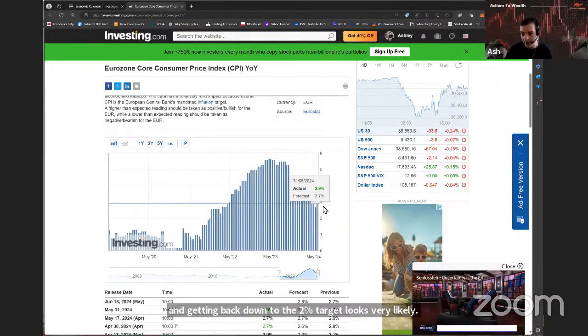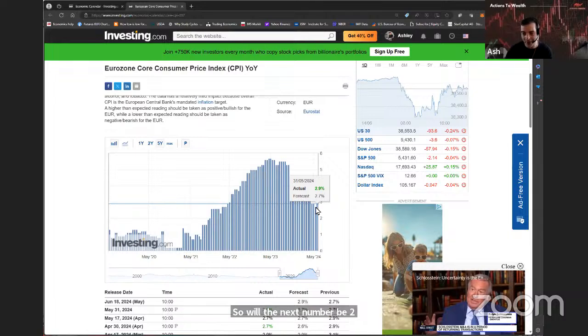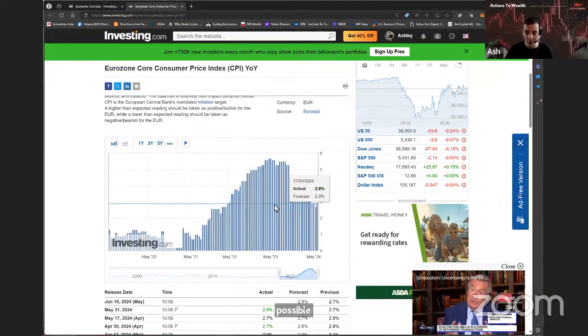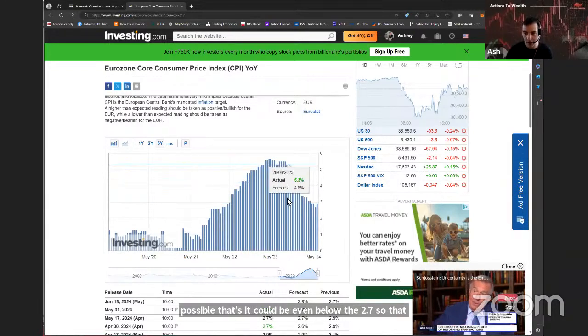So will the next number be 2.7? Well, I think it's possible that it could be even below the 2.7. So that would put the euro under some pressure if that's the case.